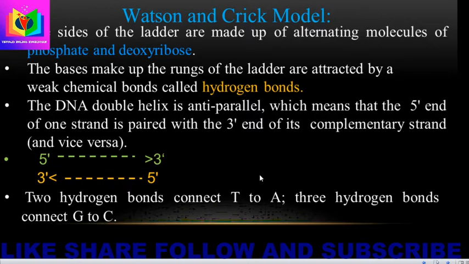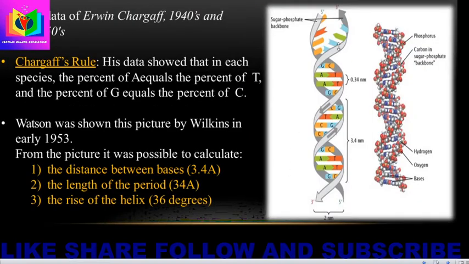Like that, the two strands of the DNA are anti-parallel to each other, that is from 5' to 3' and 3' to 5'. Two hydrogen bonds connect A to T and three hydrogen bonds connect G to C. As we know, from A to T it consists of two hydrogen bonds, and from G to C it consists of three hydrogen bonds.